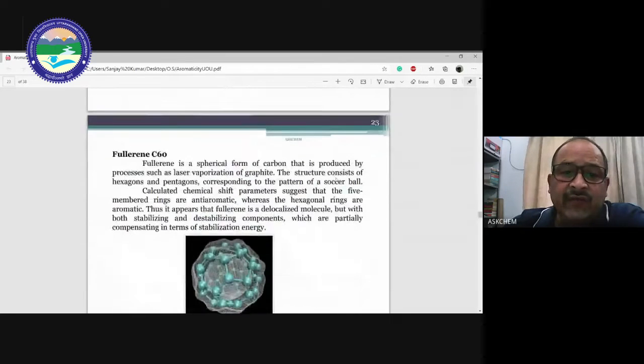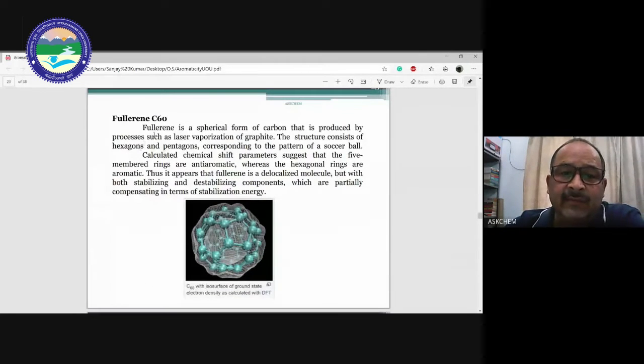Next is the class of fullerene compound, that is C60. Fullerene is a spherical form of carbon that is produced by processes such as laser vaporization of graphite, and graphite, as we know, is an allotrope of carbon, in contrast to diamond, which is very brittle, very hard, and graphite is really stable because it has sp2 hybridization. The structure consists of hexagons and pentagons corresponding to the pattern of a soccer ball.